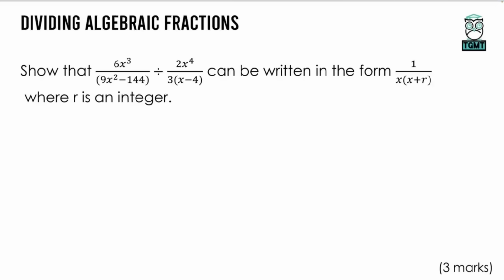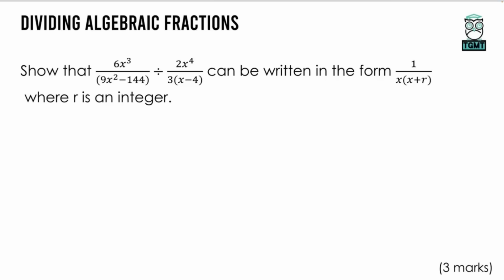Okay, so on to some algebraic fractions. Now in this one we are dividing algebraic fractions. When we are dividing algebraic fractions, we just need to multiply by the reciprocal. So keeping the first one as it is, flipping the second one over, we're going to times them instead. It does say it can be written in a particular form, so we need to be aware of that and just be really careful as we go.